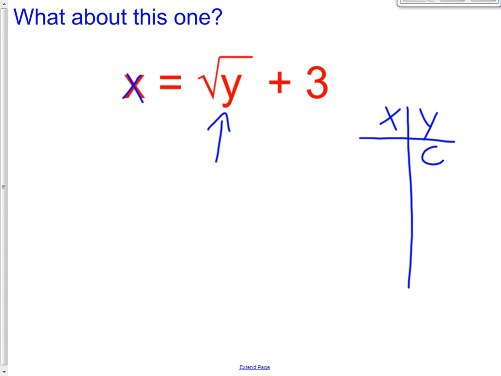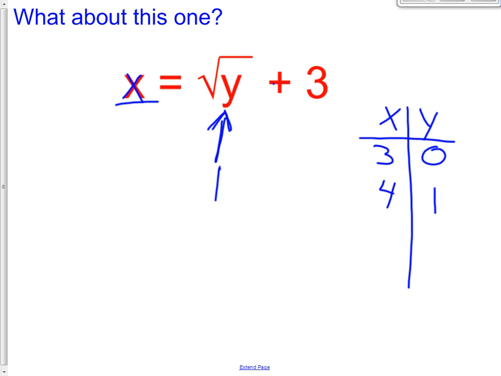So let's put in 0. That's easy enough. What's the square root of 0? Well, it's 0. And what's 0 plus 3? 3. So when y is 0, x becomes 0 plus 3, or 3. Let's do this again. What happens when we put in a value of 1 for y? Well, what's the square root of 1? It's 1. And what's 1 plus 3? 4. So when we put in a 1 for y, we get a value of 4 for x.